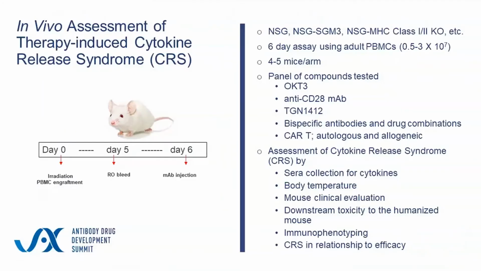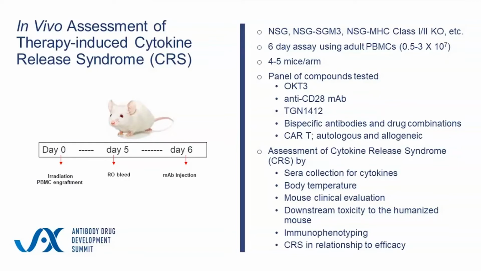So this is the basic model. It's a 6-day model, and I can tell you that this model can range anywhere from 6 days to 16, depending on your therapeutic and what kind of endpoints you're looking for. But it's a very rapid model. At day 0, you irradiate the mice and inject your PBMCs. At day 5, you confirm humanization, and I should tell you that every mouse injected goes on study. You get a very high humanization rate. At day 6, you add your therapeutic, and then you do your readouts.